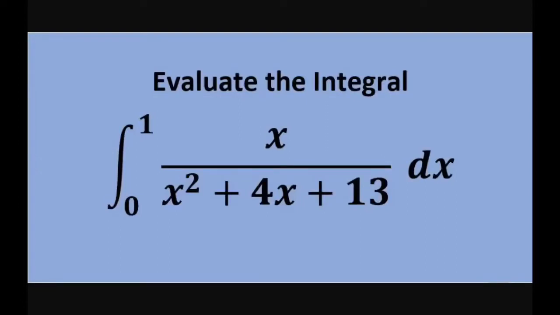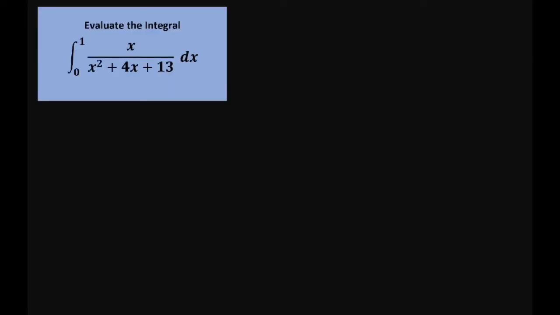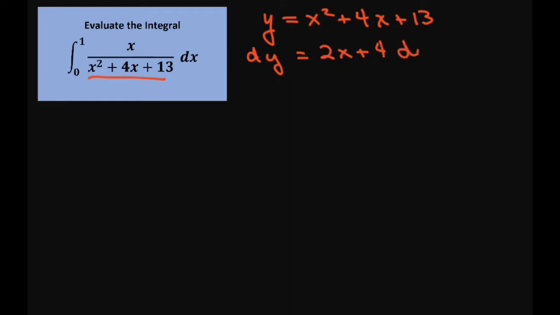Everyone, we're going to evaluate the definite integral from 0 to 1 of x divided by x squared plus 4x plus 13 dx. What we notice about this problem right away is we can't factor this. Also, if I try substitution, let's say I let y equal x squared plus 4x plus 13, then when I differentiate both sides, you're going to get 2x plus 4 dx. And that's not what we have here for substitution.